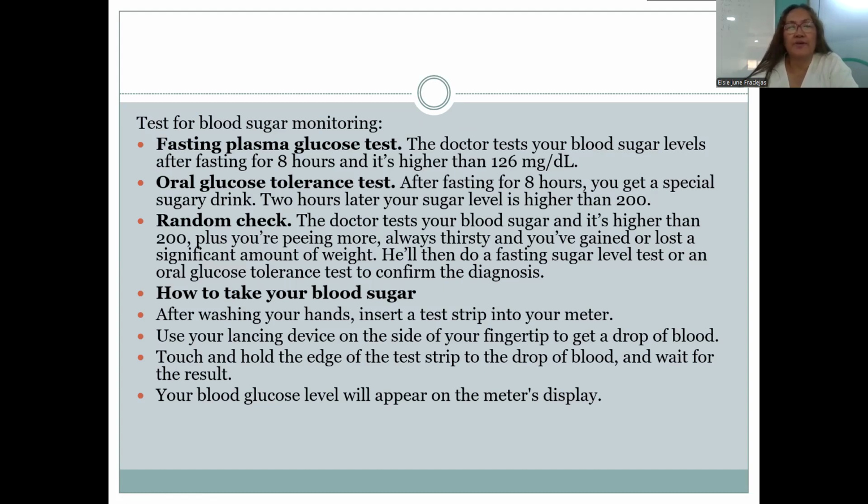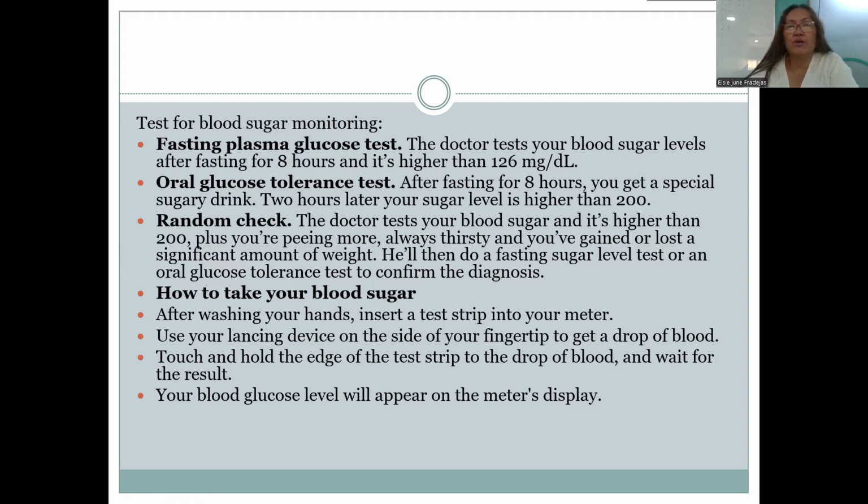First is the fasting plasma glucose test. The doctor tests your blood sugar levels after fasting for 8 hours. And if it's higher than 126, then you have to confirm that diagnosis or the result. Because 126, this is now your borderline, or we call that a pre-diabetic stage.